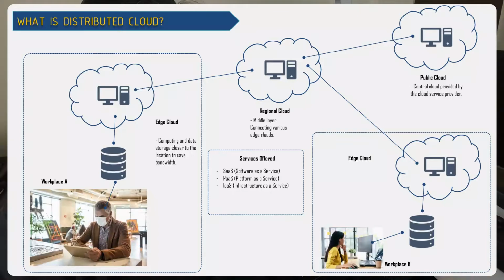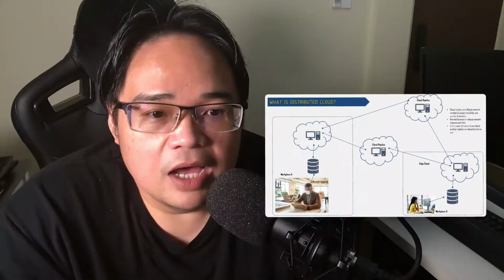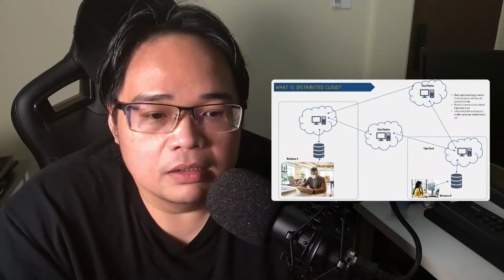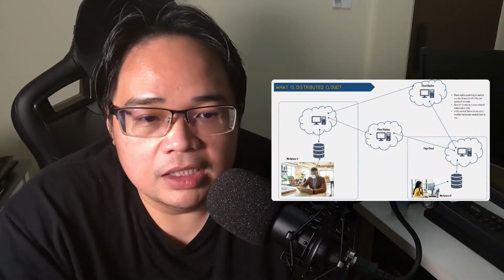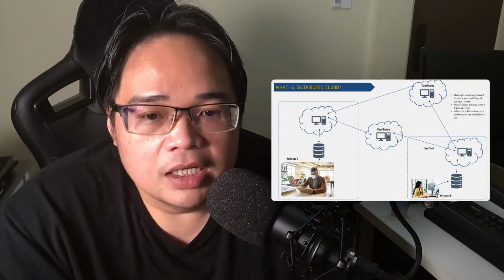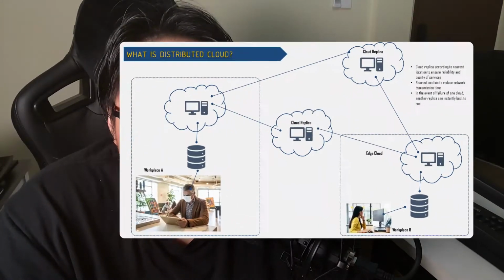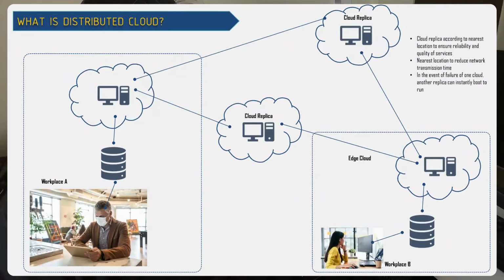And services offered from this cloud are such as SaaS, Software as a Service, PaaS, Platform as a Service, and IaaS, Infrastructure as a Service. So this cloud is basically distributed geographically in various locations in the form of cloud replicas. The cloud replica is located according to the nearest location to ensure reliability and quality of services.